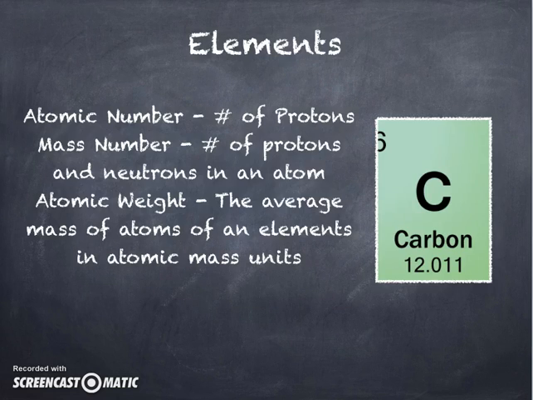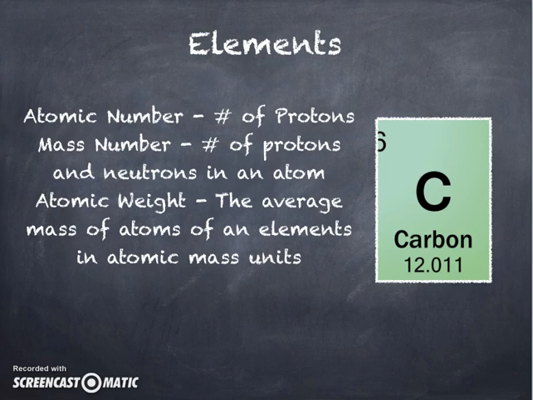To begin with, we're going to go over what the boxes on the periodic table actually mean and what each category is. So the atomic number is the number of protons. That means that the top left corner is the number of protons within an element. That gives the element its physical properties, the number of protons.